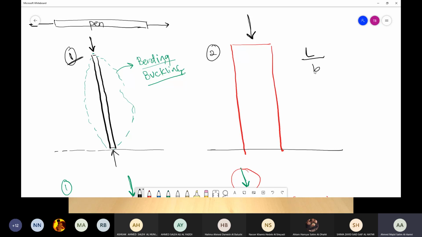A good example, the stick and the square timber. You will see the stick is easily buckling, the other one is not, even if they are at the same length or the same height. Do you agree? Agree?